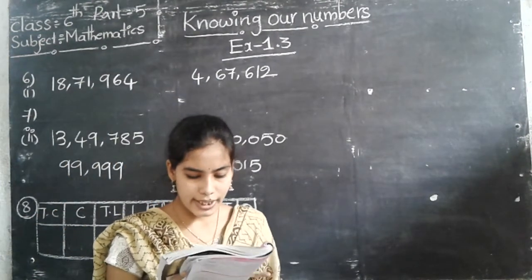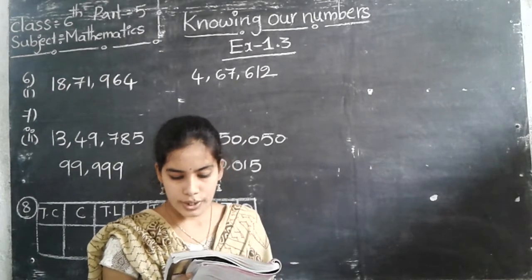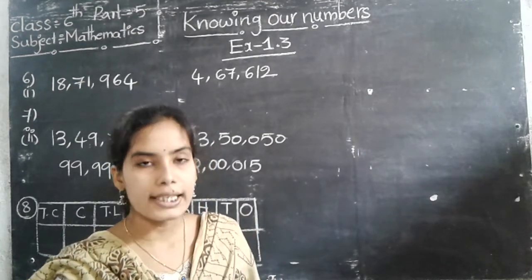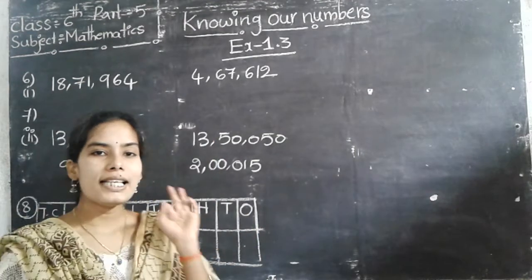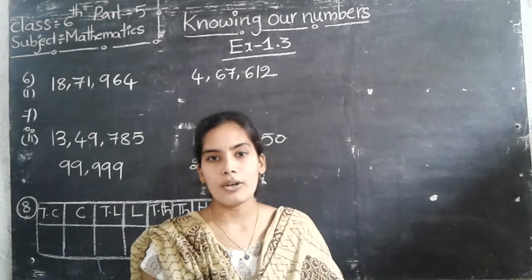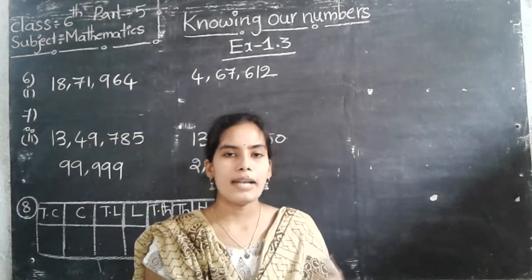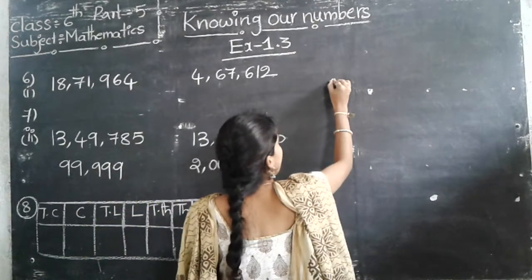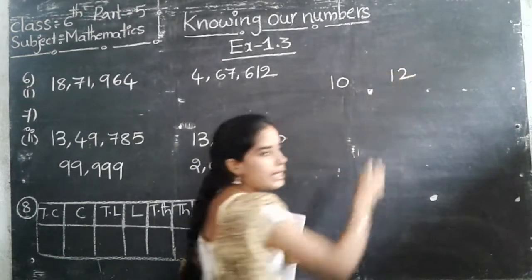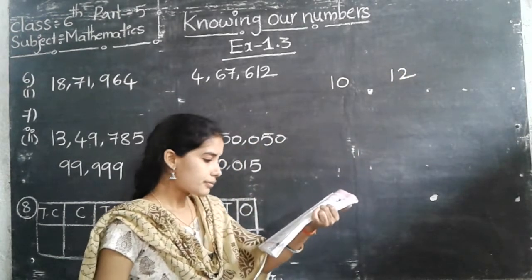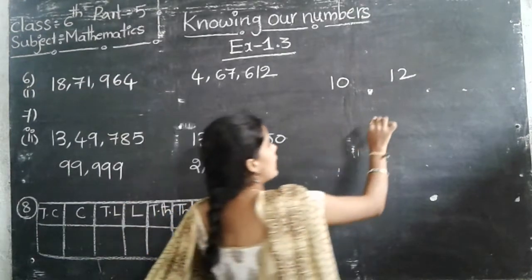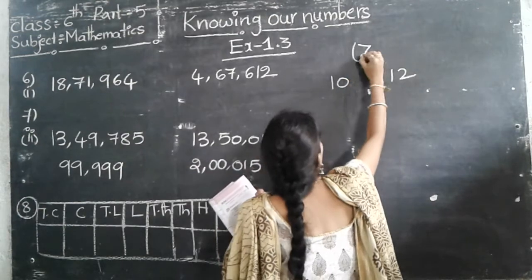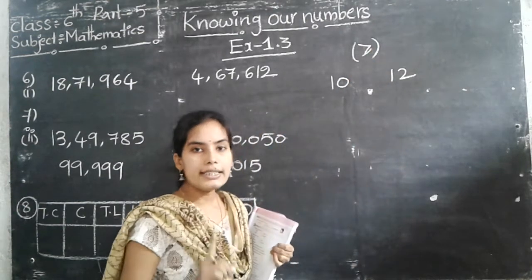Next, the sixth bit. In this, which is larger among these two? Use the greater than symbol and write. Children, compulsorily we have to put the greater than symbol only. But how is it possible? Sometimes this number is big, sometimes that number is big. Let's see. For example, children, here 10 and 12 numbers are there. Compulsorily we want the greater than symbol.